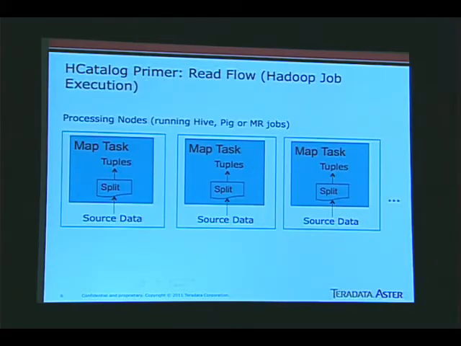Then the job controller will distribute these splits out across your Hadoop system so that there's a single split that goes into each map task. And then the map task will use the split to access the data. And the data comes in from wherever the source is and gets converted into these tuples that are then passed on to this map task.